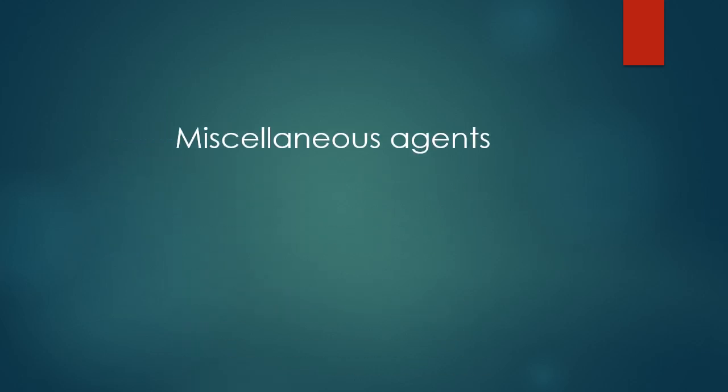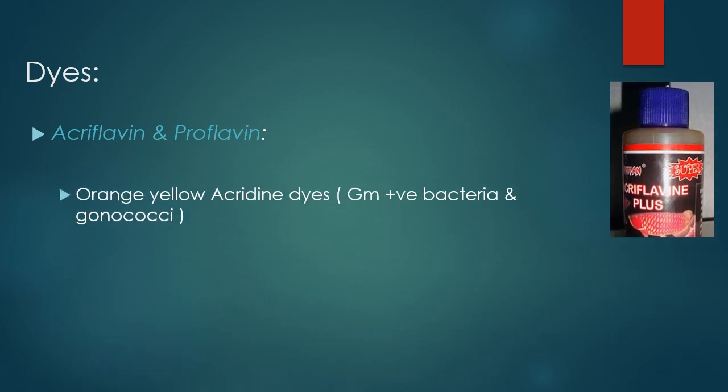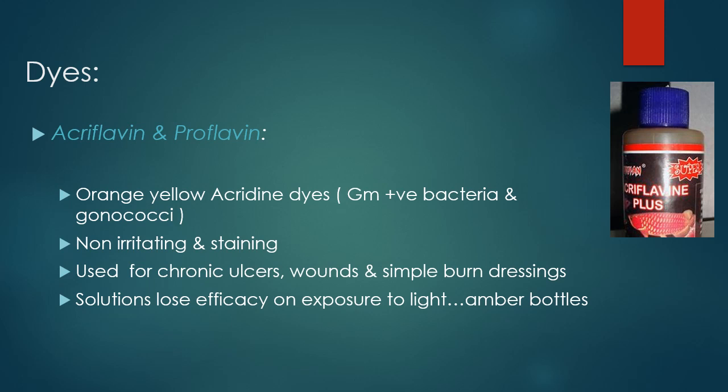Last group of drugs are miscellaneous agents, in which there are different dyes like acriflavine and proflavine. These are orange, yellow acridine dyes which are effective mainly against gram-positive bacteria and gonococci. They are non-irritating in nature but staining is a major disadvantage. They are usually used for chronic ulcers, wounds and simple burn dressing. The solutions lose efficacy on exposure to light, so they are available in amber color bottles.